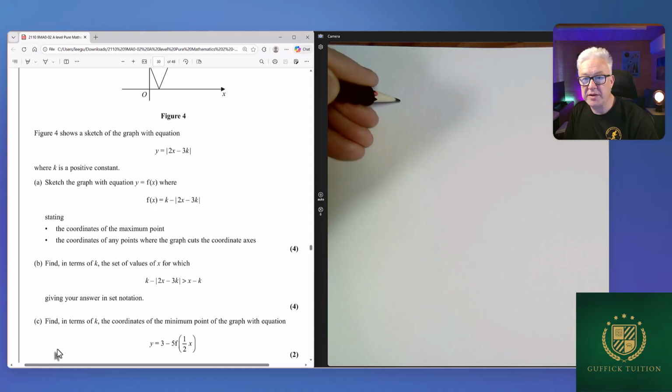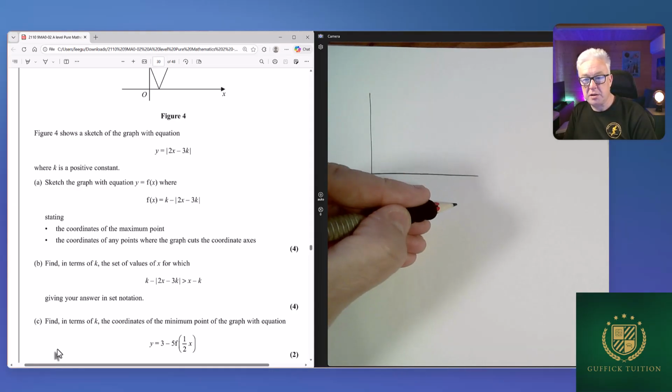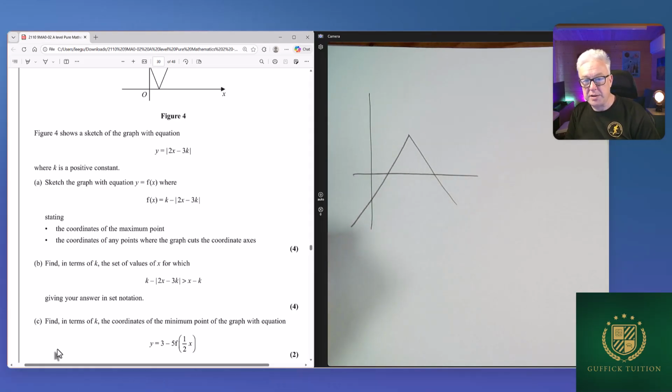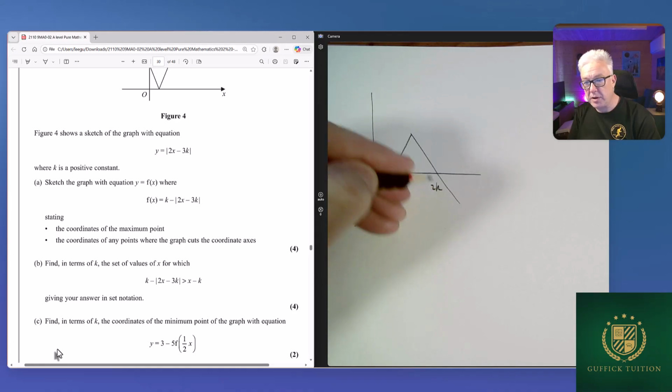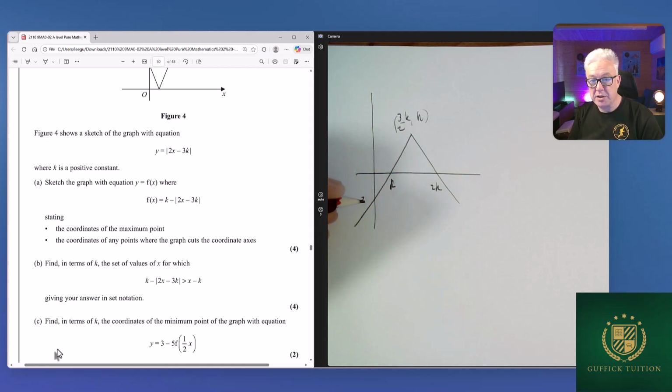So let's get a little bit of a sketch going here to help us with this. So we've just drawn our graph here and we know quite a bit about this, don't we? We know that that is k now, we know that that is 2k, we know that this is 3 over 2 k here, and we know that that is minus 2k, if I remember correctly, yes.